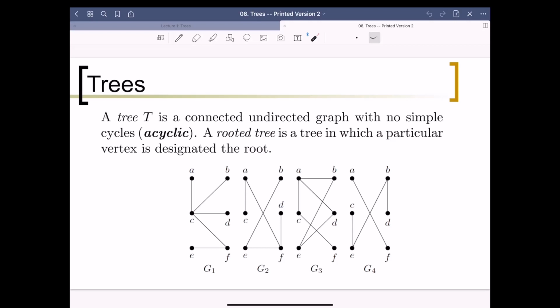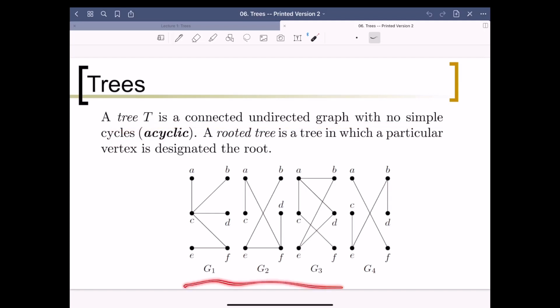So what are trees? Trees are essentially a special case of undirected graphs. So when we say a graph is a tree, first, it is connected. Second, it has no simple cycles. So a tree is a connected undirected graph with no simple cycles.